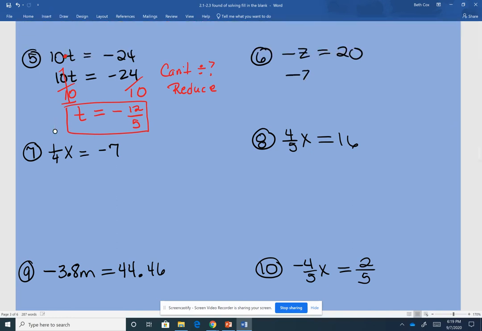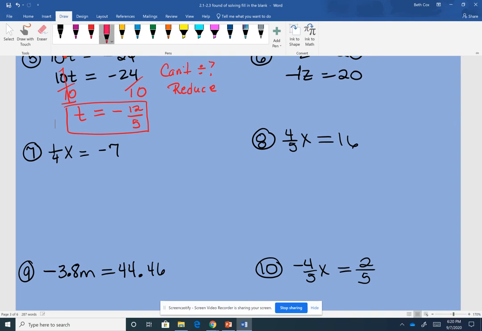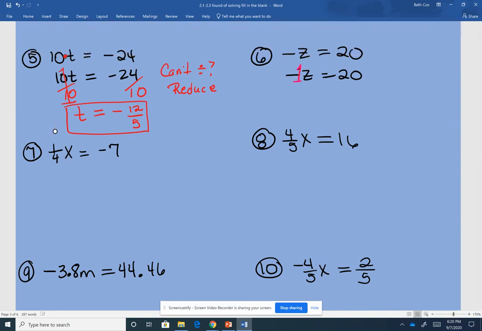I'm going to recopy the problem. And then I'll write on it. That's a negative 1. And so z got multiplied by a negative 1. So again, reverse multiply. Divide by negative 1. That's going to give me my z. And what I do to the left, I have to do to the right. And so I get negative 20 for my answer.